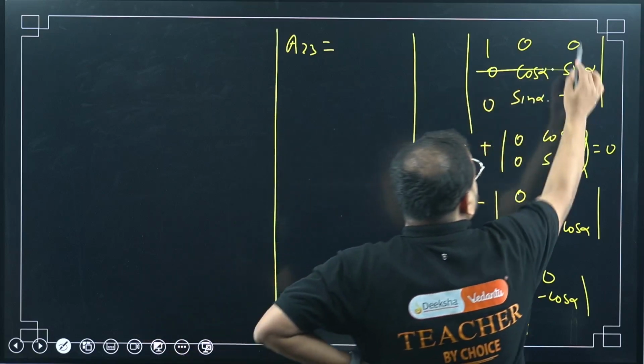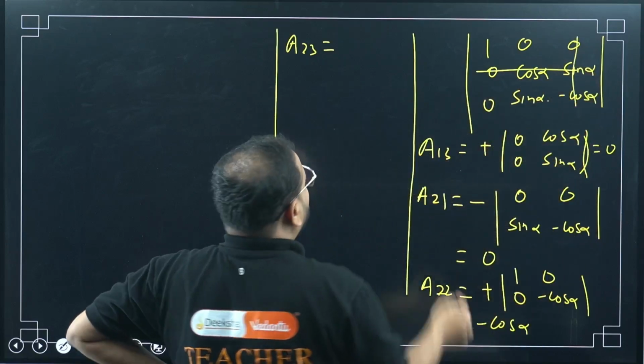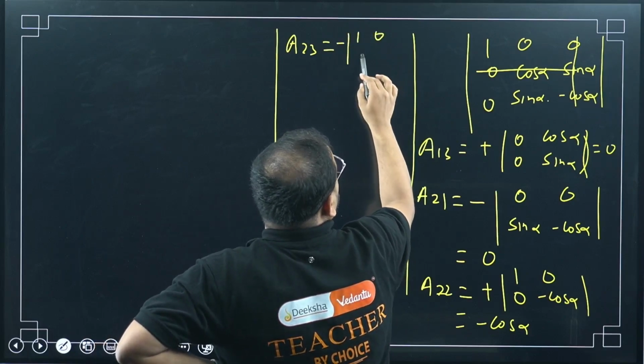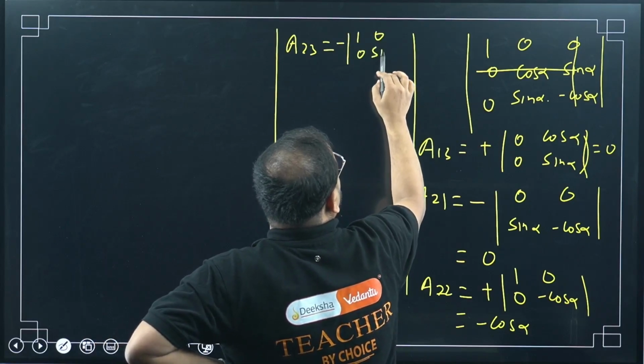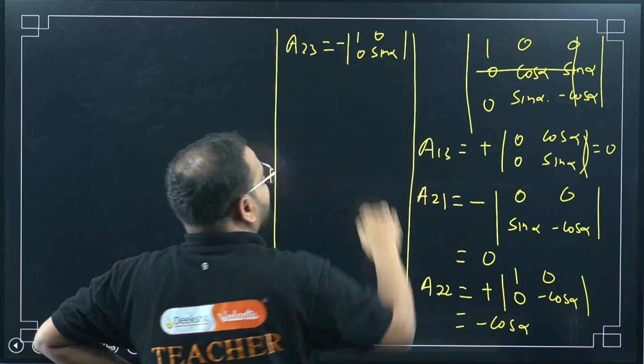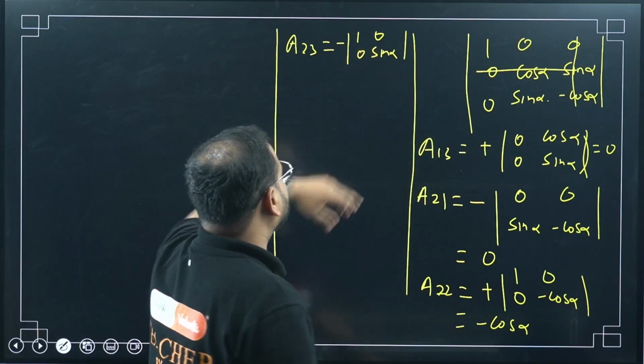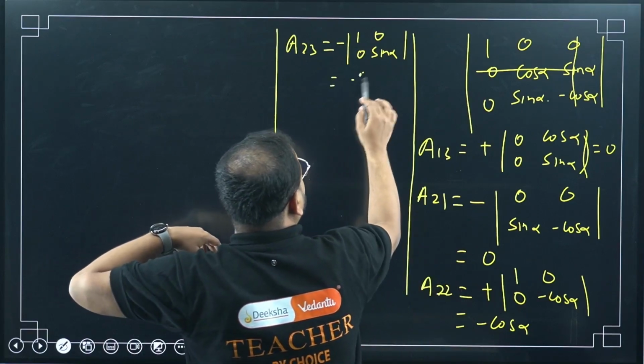So I'll cancel this and this. A23 is this and this. I get a minus sign. 1 0 0 sin alpha. How much is this? Again, please check. 1 into sin alpha will be minus sin alpha and then 0. Okay, so minus sin alpha.